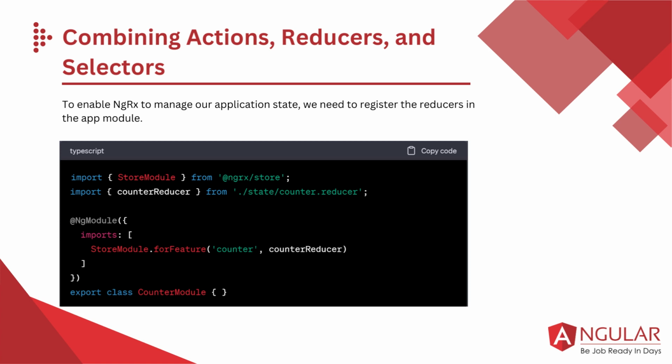Actions describe state changes. Reducers handle those actions and update the state. And selectors provide a performant way to access specific data from the state. In this topic, we covered the definition and implementation of actions, reducers, and selectors, and saw how they work together to build a robust state management solution.